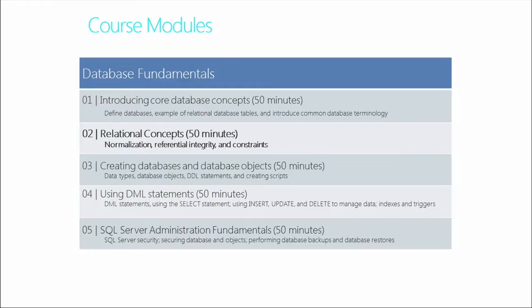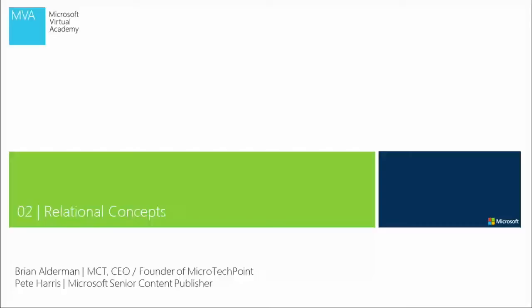But this is Module 2 of a 5-module course. If you've skipped Module 1, we talked about some of the core concepts about databases, and we'll be going on into other demos later on about how you create objects in your database and how you get information in and out of your database, and then a little bit about administration of your database. But now we're going to get into some of the relational concepts. So not quite data modeling yet, but we're going to talk about the fundamental pieces you'd need to know before you can actually go and create a database.